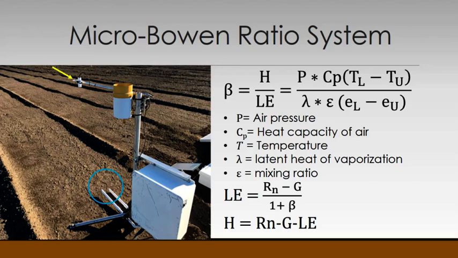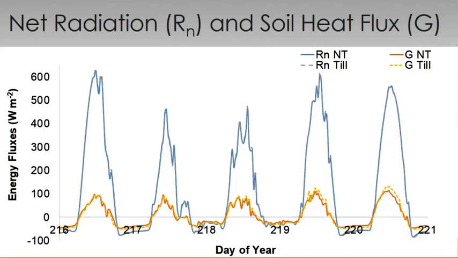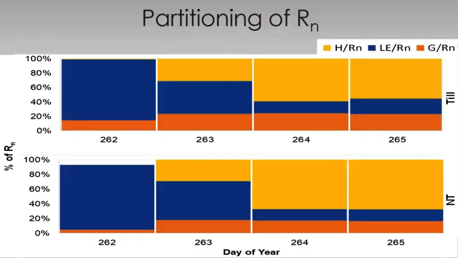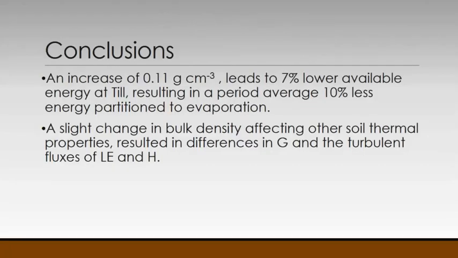Looking at your conclusion slide, it seems like a small increase in bulk density has a big change on evaporation. Is that right? Yes. So we saw that. 0.11 is not a large increase in bulk density at all, and we do see that just at our bare soil surface, that's how it did affect the evaporation, by 10% for the period.